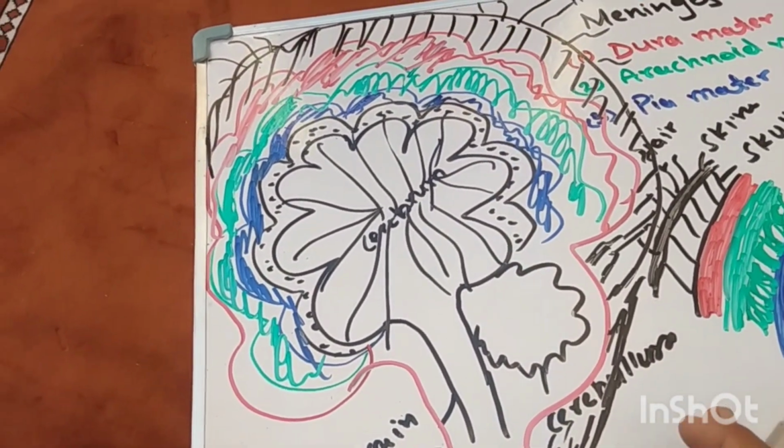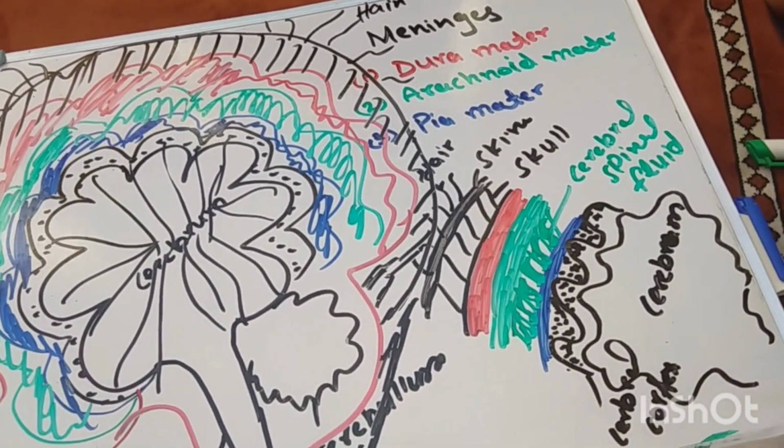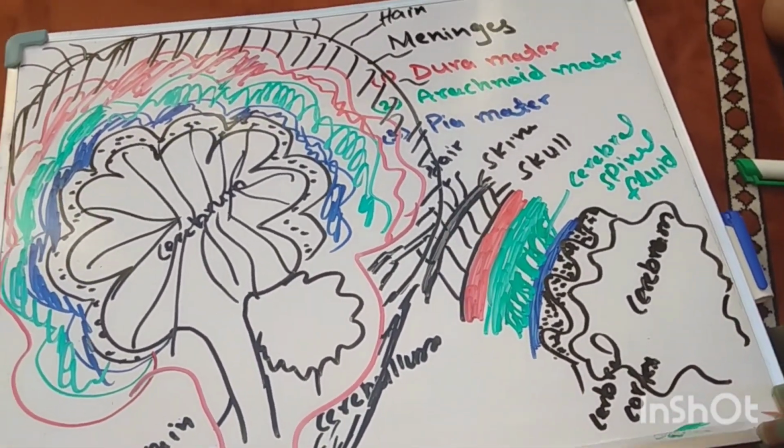So we drew the structure of the brain and the layers of the brain. Hope you understand it.